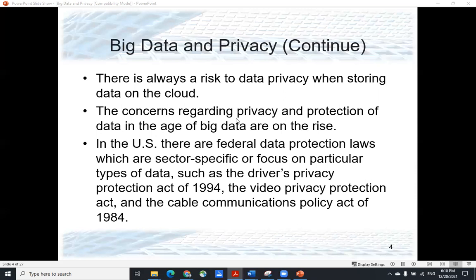And you have things like the Driver's Privacy Protection Act of 1994, and another example, the Video Privacy Protection Act, and then you have the Cable Communications Policy Act of 1984. There are other laws that deal with privacy when it comes to federal laws. So you have each of the federal laws. You don't have one federal law that deals with everything like we have in Europe. For example, you have GDPR.